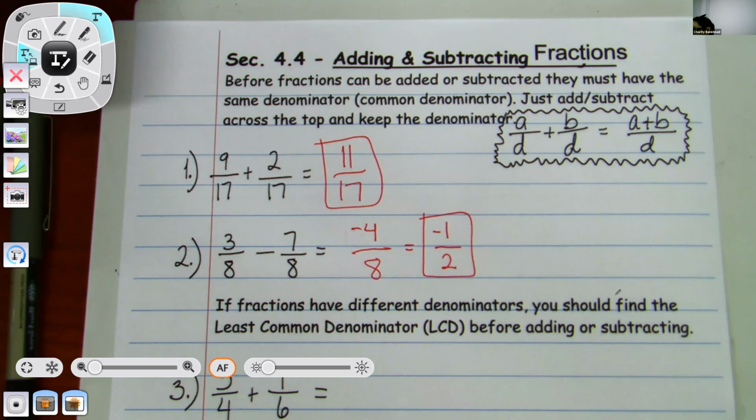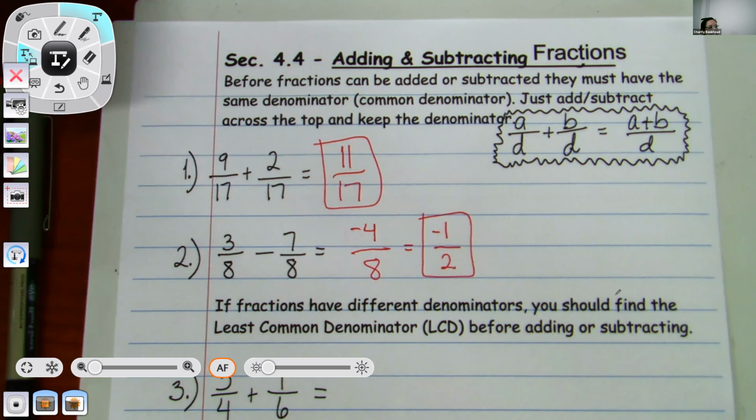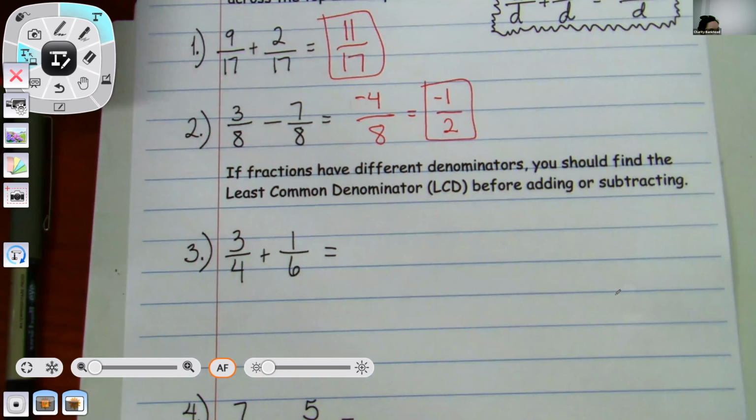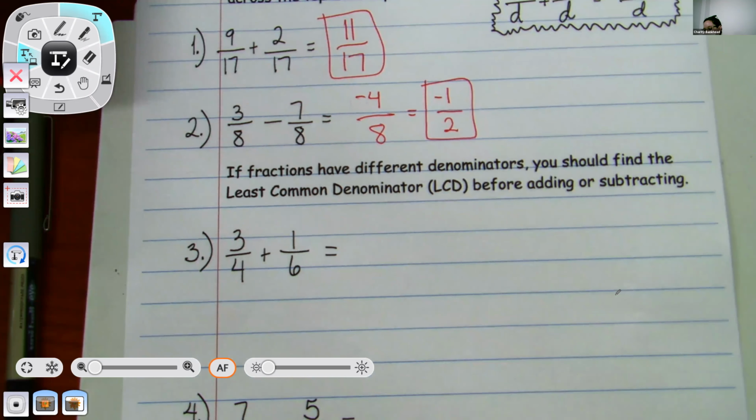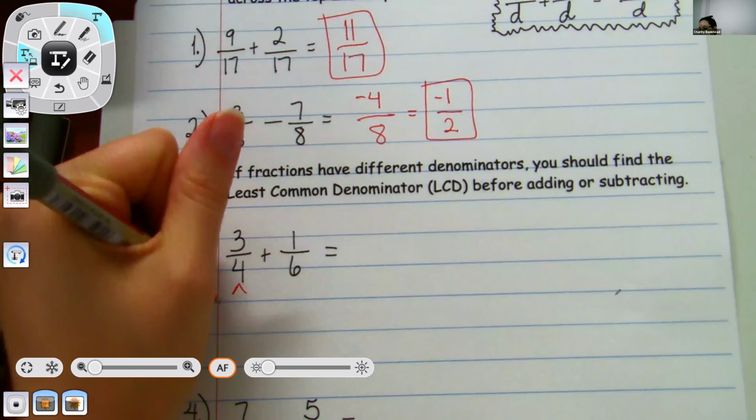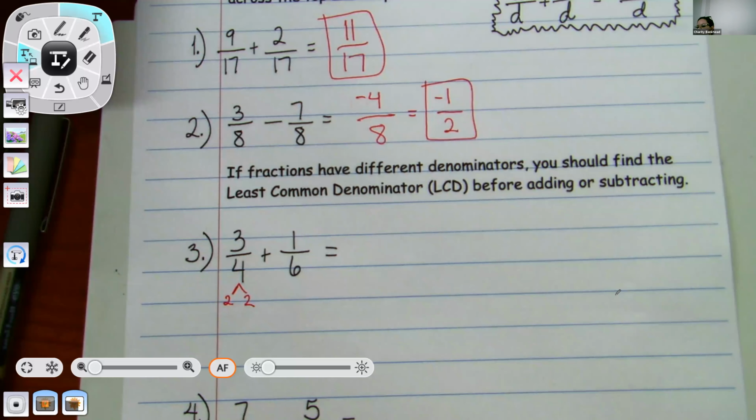All right, so then what happens when you have different denominators? Well, you would want to figure out the LCD. One way to figure out the LCD is to use factor trees. There's a lot of different ways you can do it. Like 4 breaks down to be 2 times 2, and then 6 breaks down to be 2 times 3.